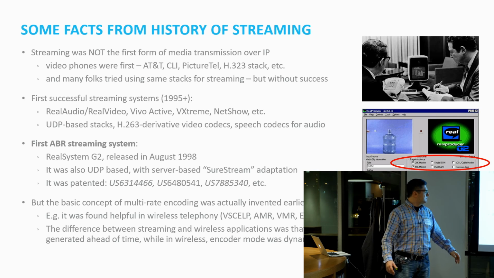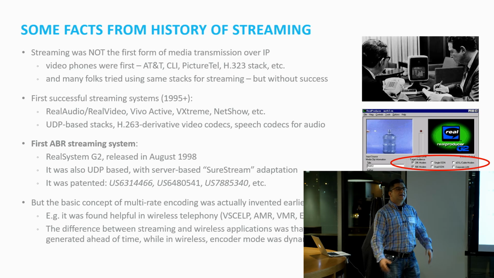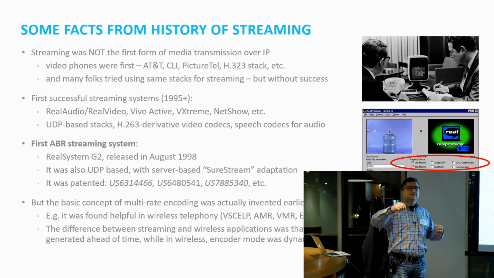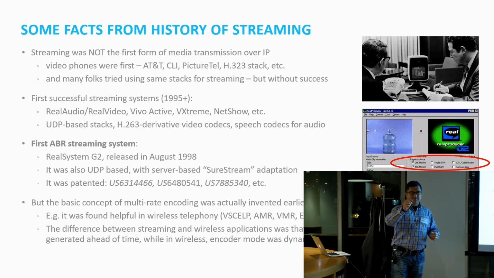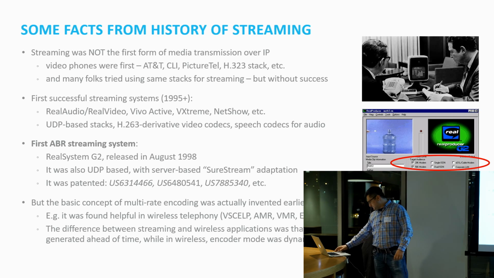and EVRC type codecs that were designed to operate at multiple bit rates, and systems were subsequently designed to adaptively switch between those rates. So what was done for streaming was novel in a sense that we did the switching after encoding was done. But the sheer concept that you could encode at multiple bit rates and switch dynamically, it was known before.